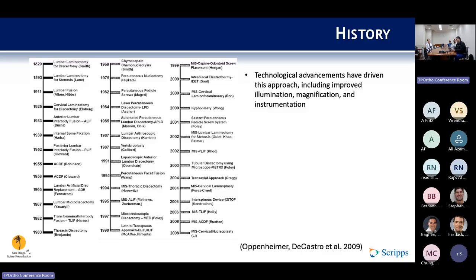Reduced rates of complication, minimal soft tissue trauma, less blood, shorter hospital stays, and outpatient surgery feasibility with these technological advances and innovations in spine surgery.